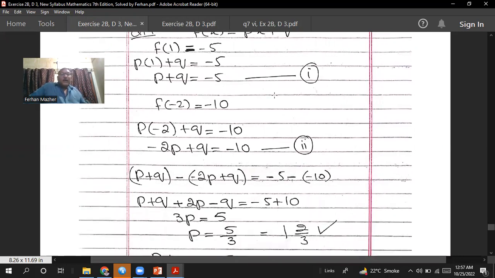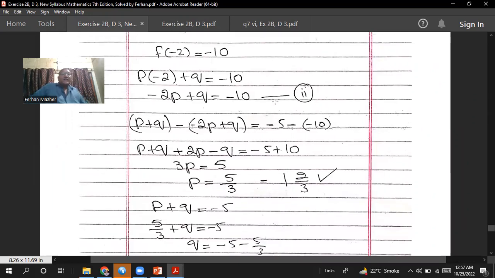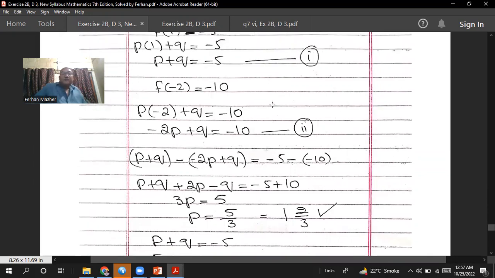Okay, so I will simply subtract these two equations, one and the second. So you will have p plus q minus (minus 2p plus q) equals minus 5 minus (minus 10). So it will be p plus q plus 2p minus q equals minus 5 plus 10. So that will be 3p equals 5. So p is equal to 5 by 3. So the p value will be 1 whole 2 by 3.